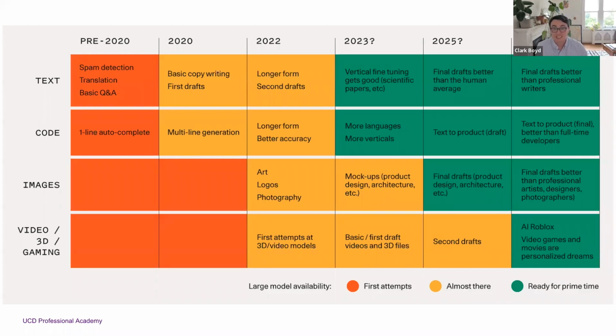For text, it sees scientific papers being created using AI. No real human input there, at least in terms of creating the content. Code getting much more effective. Then we move down and we see images, video, 3D and gaming. These will be almost there. Now, I don't know that we'll see mock-ups for architecture in generative AI by the end of the year, but you never know.